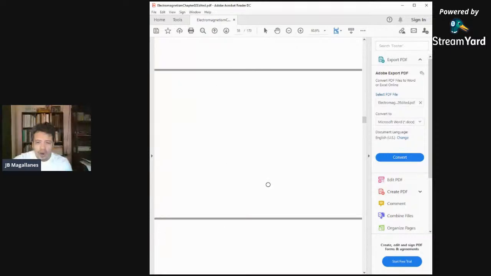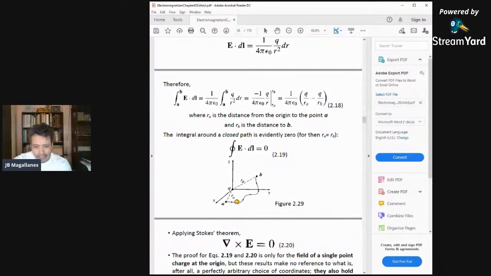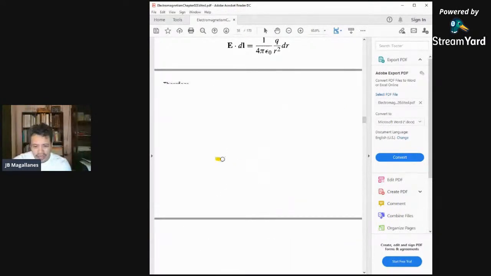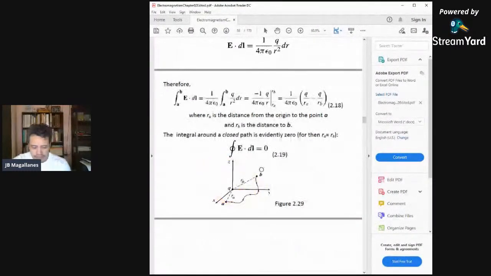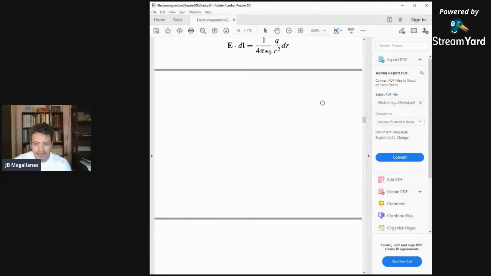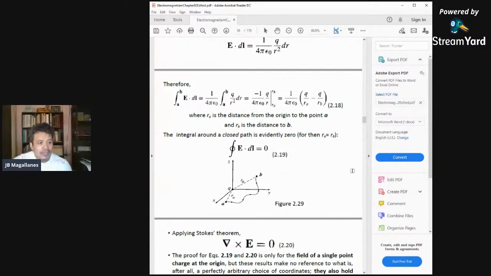So if you start initially from A going to B, and then you go back to A, your final distance would be the same as your initial distance. And so your closed path integral would be equal to zero. Because now your initial and final points are the same, they're still the same distance away from the charge. So your closed path integral would be equal to zero.